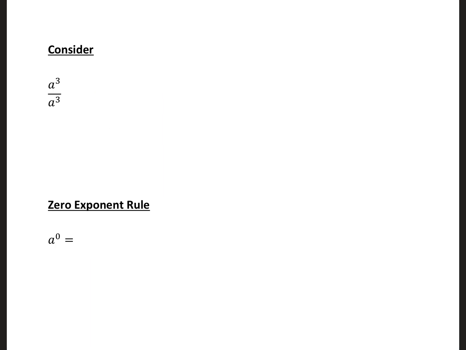Let's try and apply the quotient rule again. This time we have a cubed over a cubed. This would result in a to the 3 minus 3, which is a to the 0 power. Well, if we think about a cubed over a cubed, any number divided by itself actually results in 1. This shows that a to the 0 power is in fact 1. This is our zero exponent rule. Anything to a power of 0 is just 1.